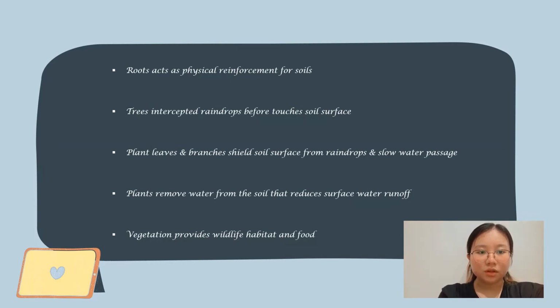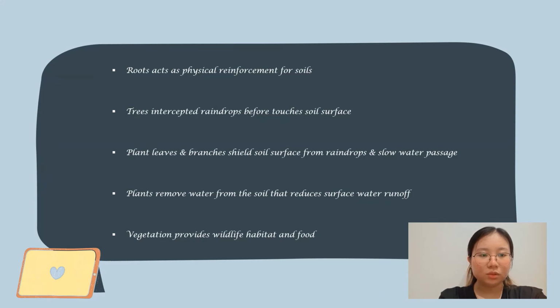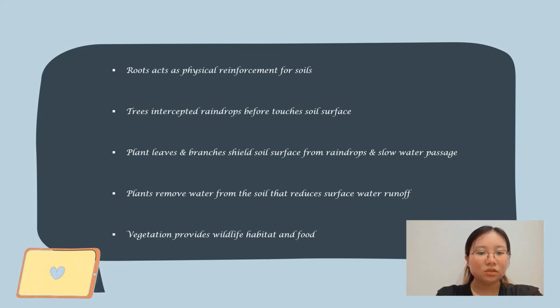Trees intercept raindrops before they reach the soil, as raindrops hitting the soil surface can cause runoff, especially in rainy seasons. Plant leaves and branches fall to the ground, shielding soil surfaces from raindrop contact and slowing water passage across it. The planted plants also improve slope stability by removing water from the soil. Plants undertake basic metabolic processes such as photosynthesis with the help of water absorbed through the roots. And lastly, vegetation also provides wildlife habitat and food.